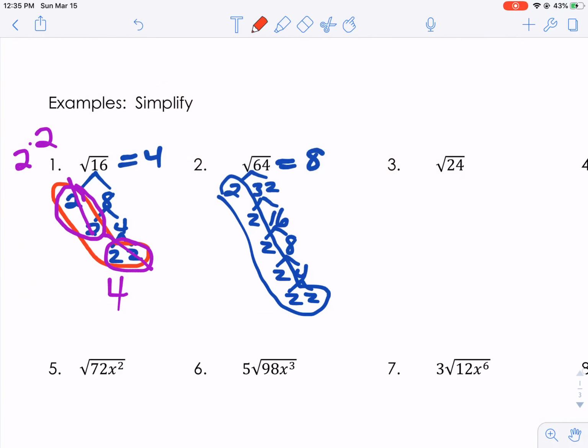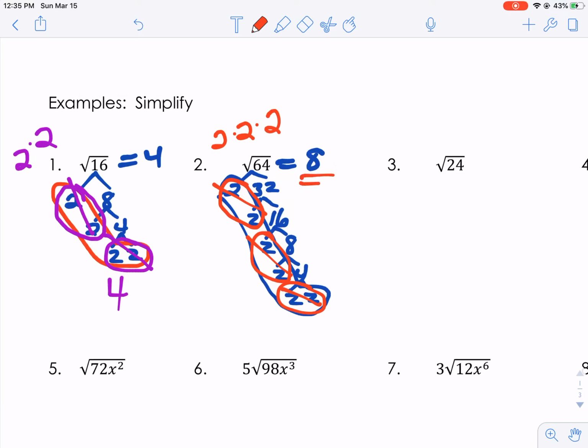Again, square root means what number times itself. That means we need groups of 2. So here's a couple 2's, here's a couple 2's, here's a couple 2's, and for every group of 2, 1 comes out. So a 2 comes out of the first group, a 2 comes out of the second group, and a 2 comes out of the third group, and they all get multiplied together. 2 times 2 times 2 makes the 8 that we already knew.